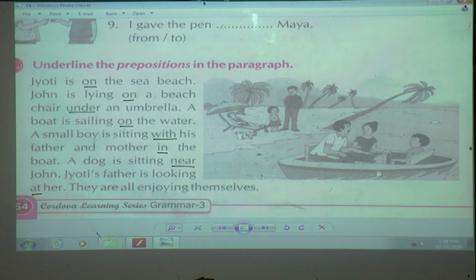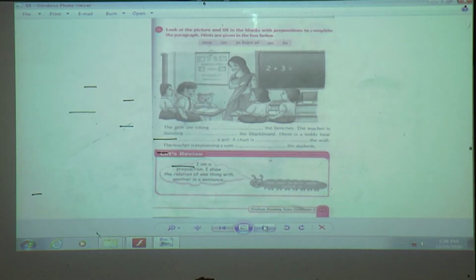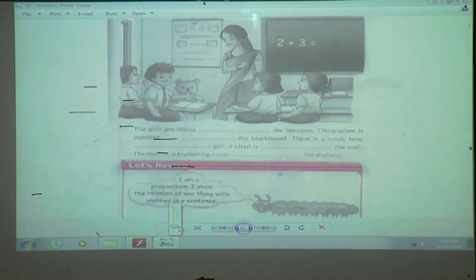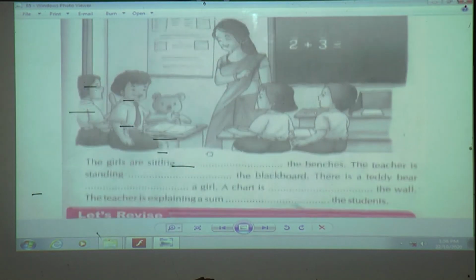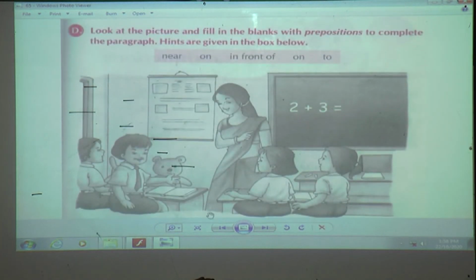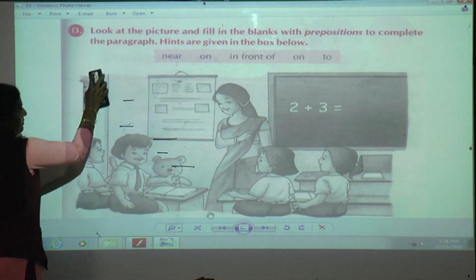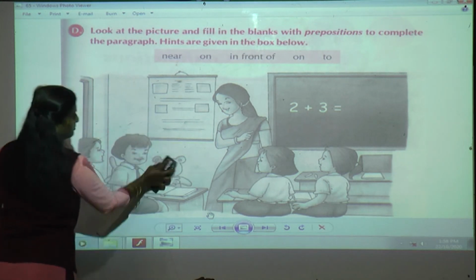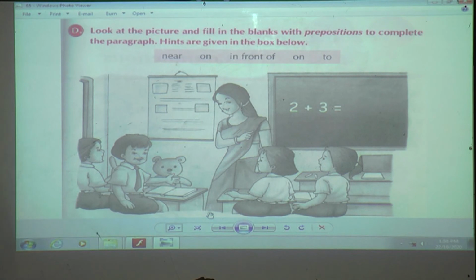So you have to look at the picture and then you have to just find out the preposition. I hope that you have finished. We'll move on to exercise D. It is very easy. Here also you can see one picture. Just see that picture and according to that you solve. And here, you will get some of the prepositions already given. Only those prepositions you have to put in the given paragraph.